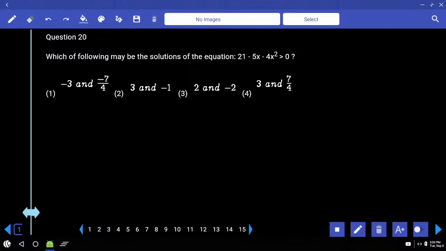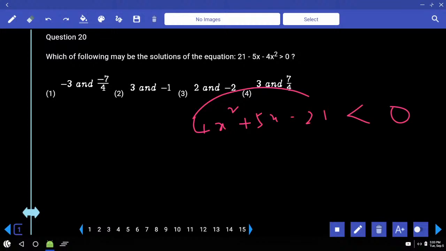Which of the following may be the solution of the equation 21 minus 5x minus 4x square greater than 0? If you observe, do one thing. I want to write it as 4x square plus 5x minus 21, then it will be less than 0. We need to see where this condition is satisfied. Tell me the roots of this.